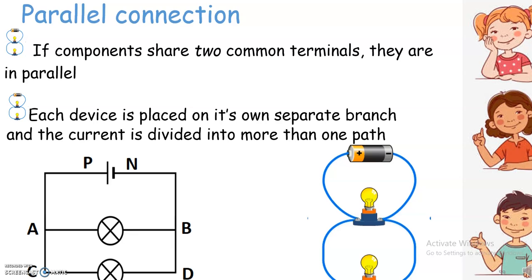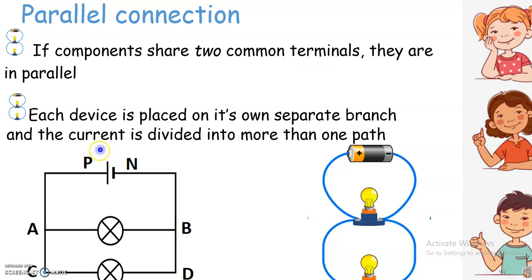What is the definition of parallel connection? If components, meaning lamp, battery, motors, share two common terminals, they are in parallel. What does that mean? Terminals means ends, extremities.